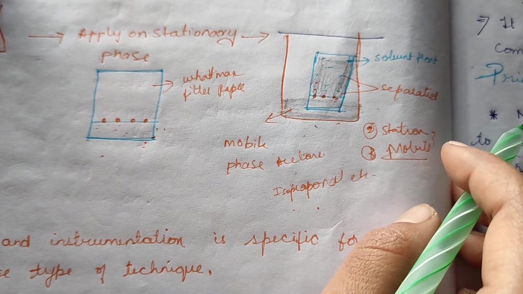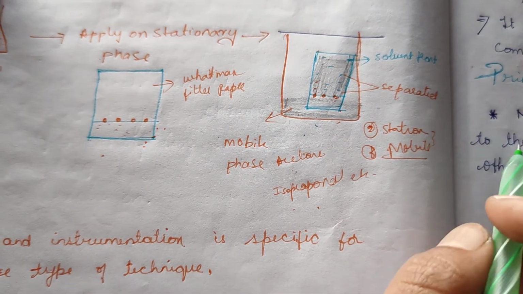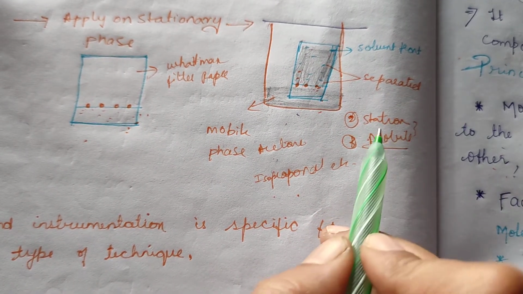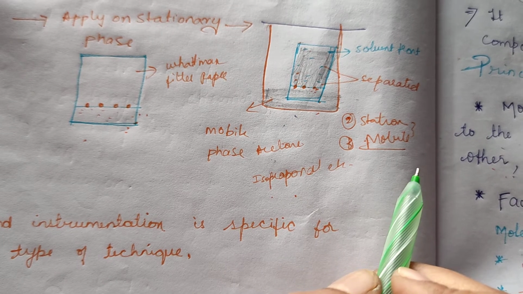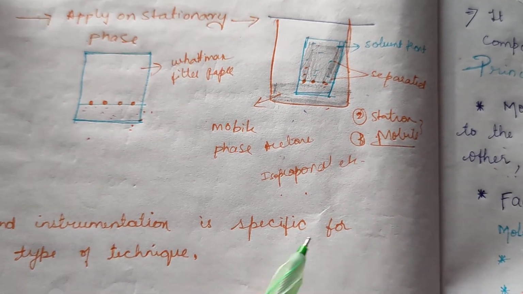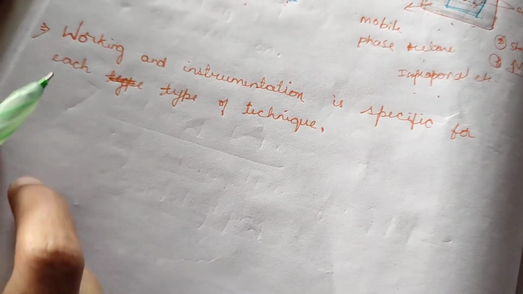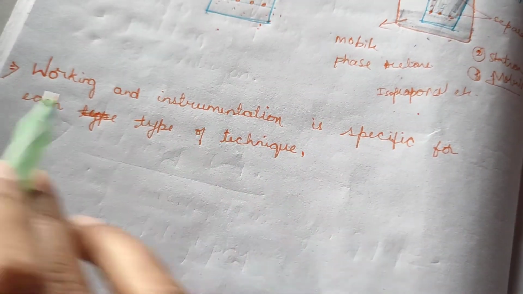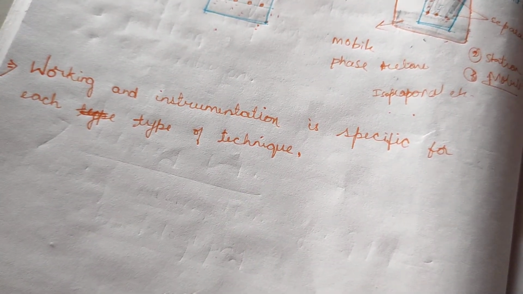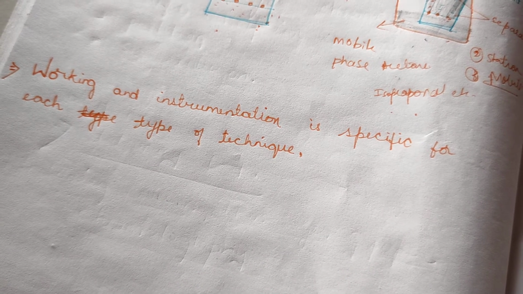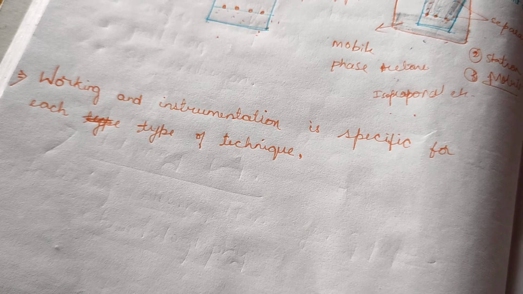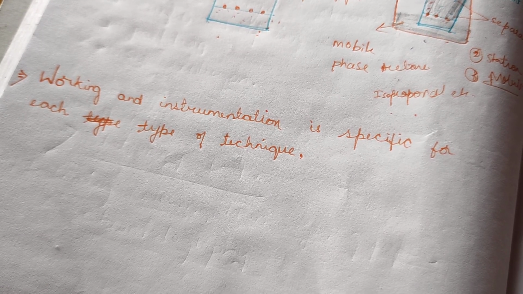This is the common principle of chromatography. All types of chromatography contain two important phases called the stationary phase and the mobile phase. Separation of the mixture occurs because of them and because of some factors. Working and instrumentation of each technique is specific. So while we are learning each different type of chromatographic technique, we'll learn the working and instrumentation and the specific procedures and all the 9 aspects which we have already discussed in our first video.